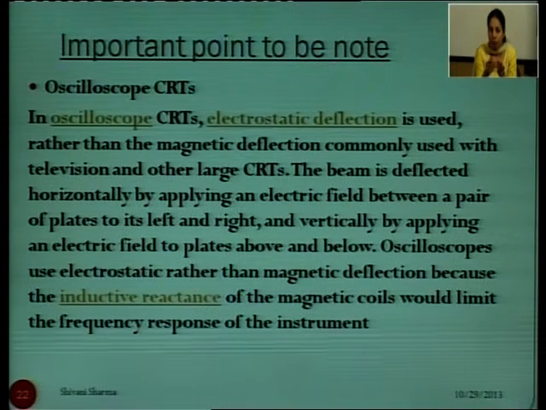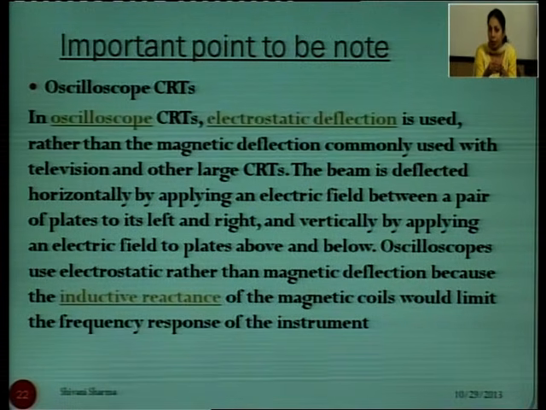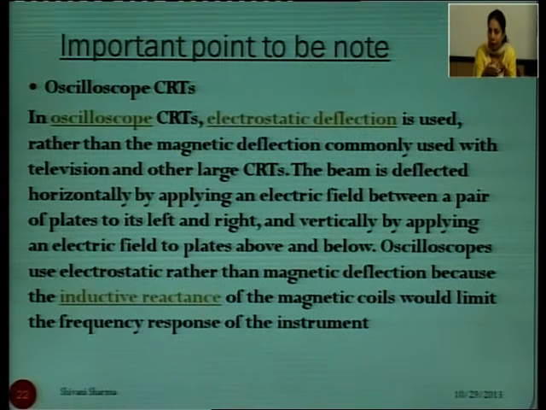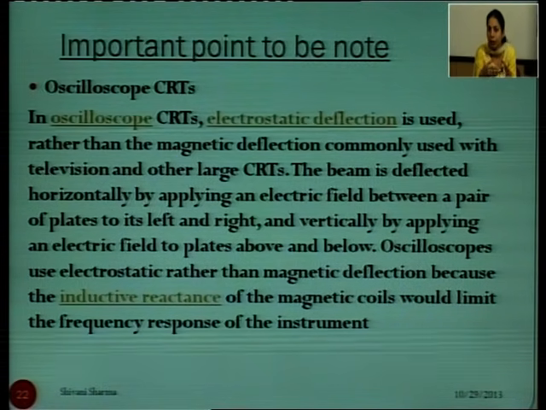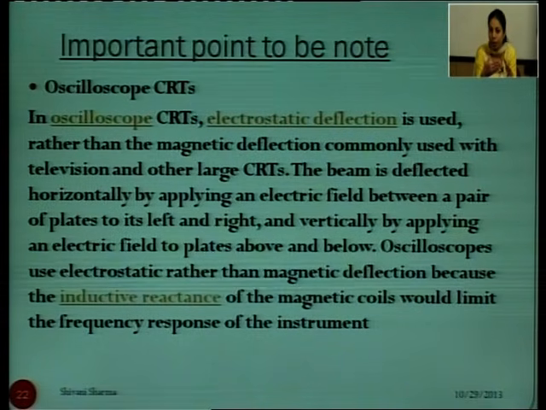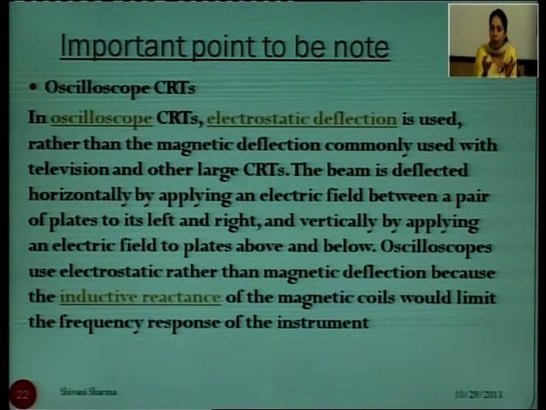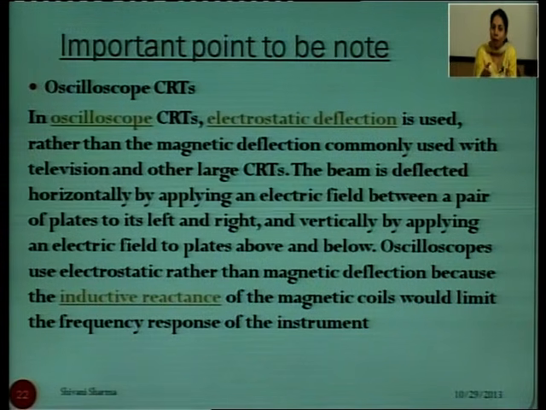In oscilloscopes also we are using a CRT. In the oscilloscope CRT we use an electrostatic deflection system rather than a magnetic deflection system. Magnetic deflection is generally used in television and large CRTs. The beam is deflected horizontally by applying an electric field between the pair of plates to its left and right, and vertically by applying an electric field to the plates above and below.